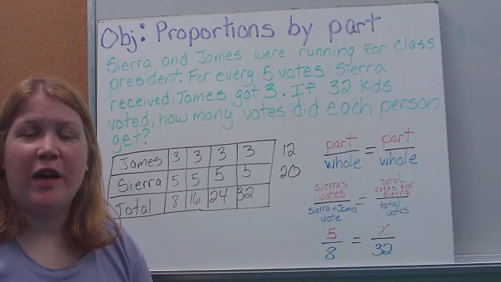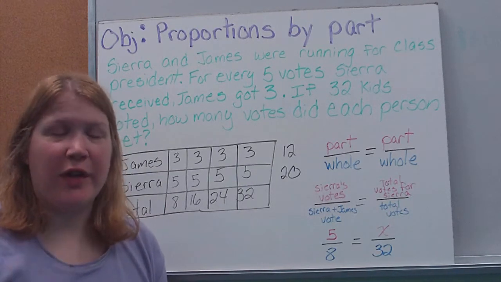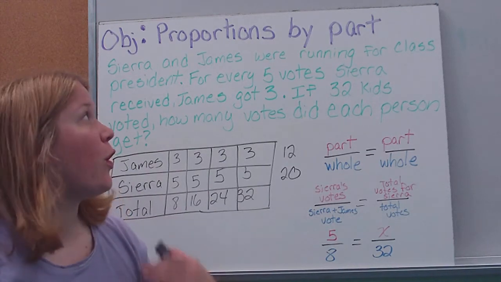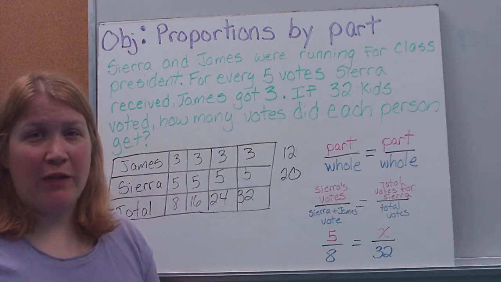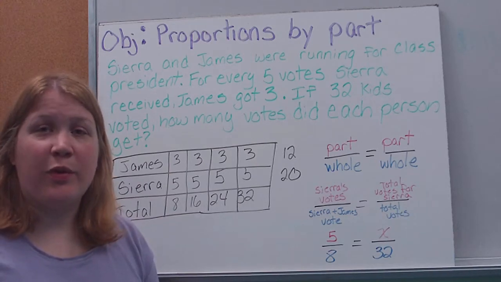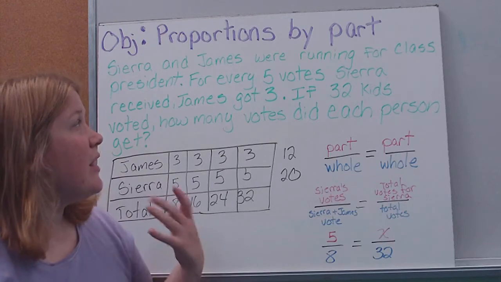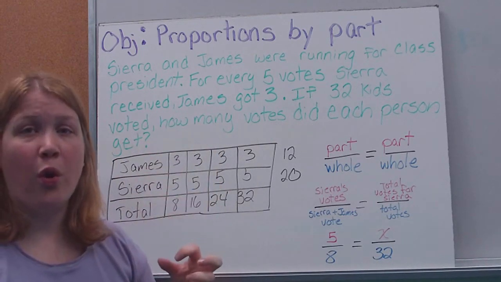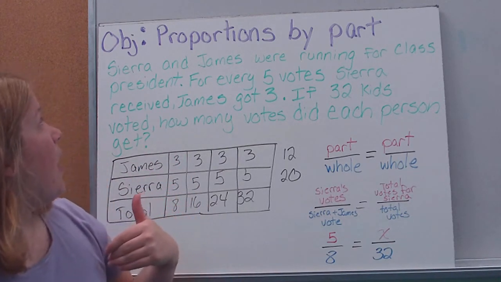Today we're going to move on from direct proportions, which we did in the last video, to partitive proportions, or proportions by part. The trick to knowing which one you have to use is to look at the information you're given. In the previous ones with direct proportions, we were given part to part. In this one, what you'll notice is they've given us a whole, part to whole. So we're going to set these up a little differently, as part to whole.